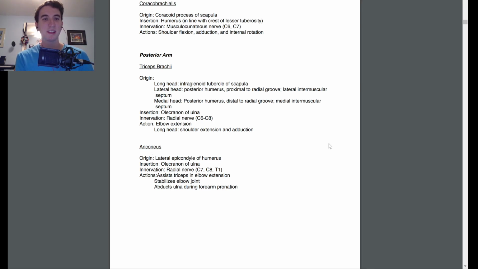Just read this stuff. It also comes from the lateral intermuscular septum. Then the medial head comes from the posterior humerus, which is distal to the radial groove. Oh no, I was right. Distal is far away. Proximal is close, typically. And then the medial intermuscular septum. It inserts at the olecranon of the ulna.